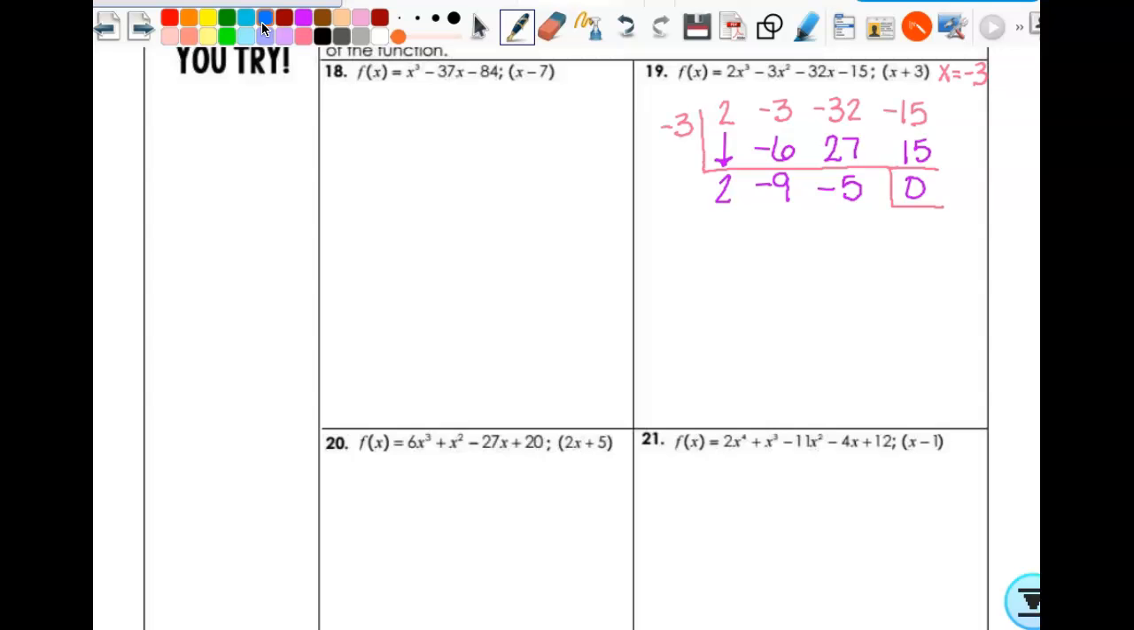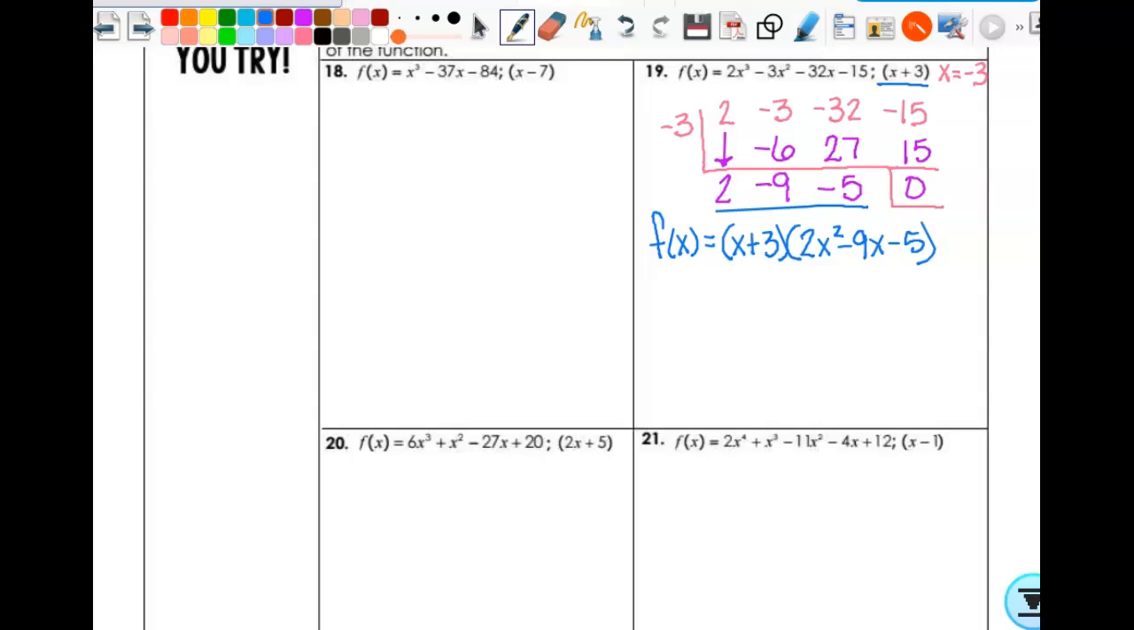So on the other one, I rewrote the original function. I'm not going to rewrite the original one. I'm just going to start from the factoring part. So f of x is equal to, they told me this is a factor, so I get x plus 3. The second part of this comes from here. So this will be 2x squared minus 9x minus 5.